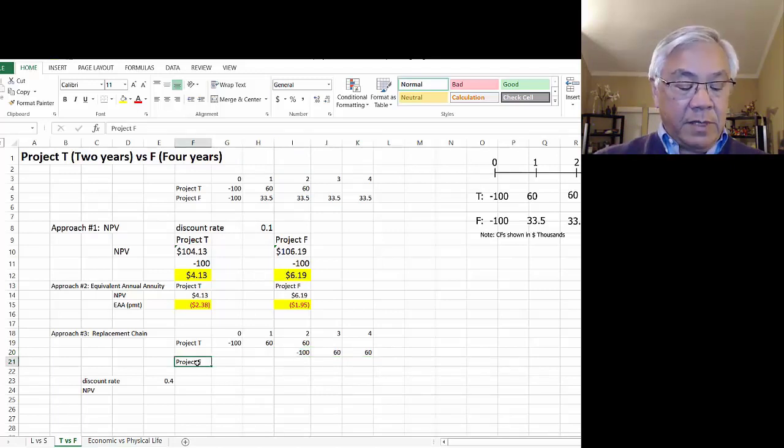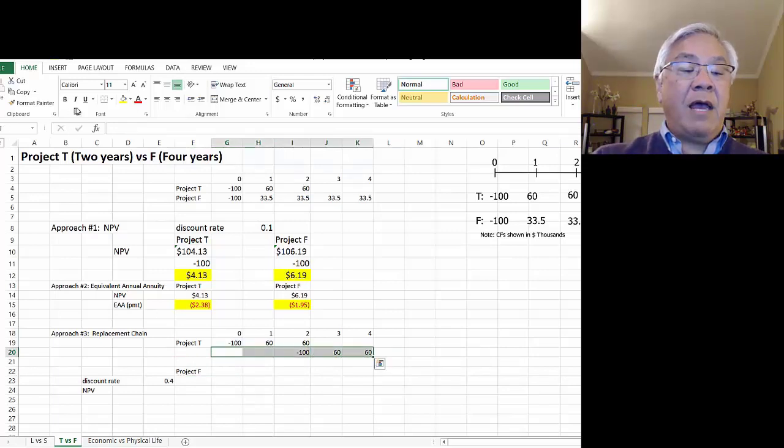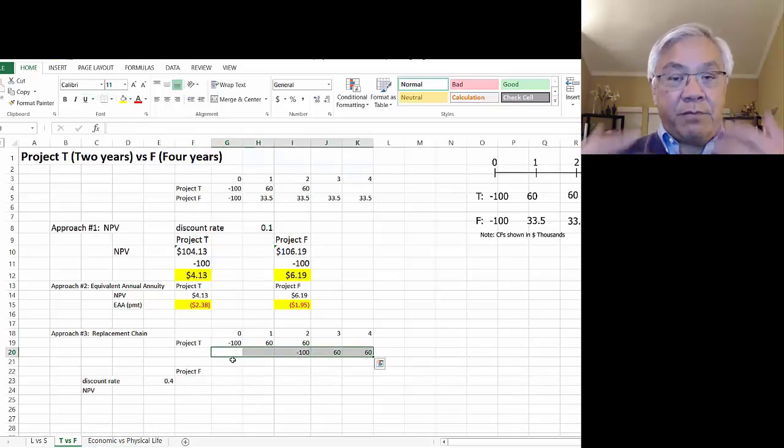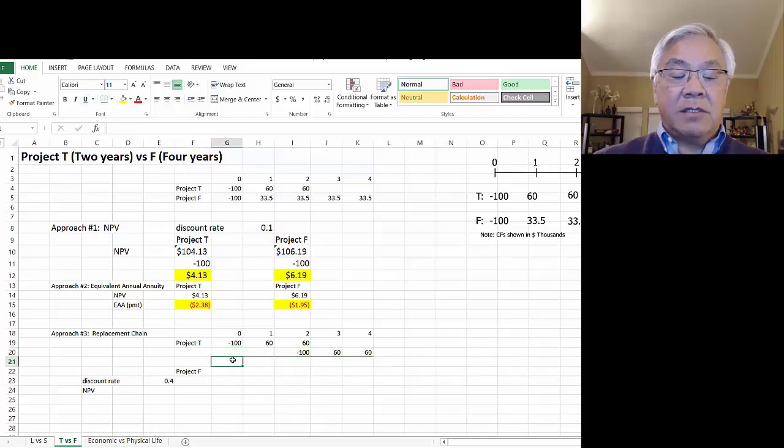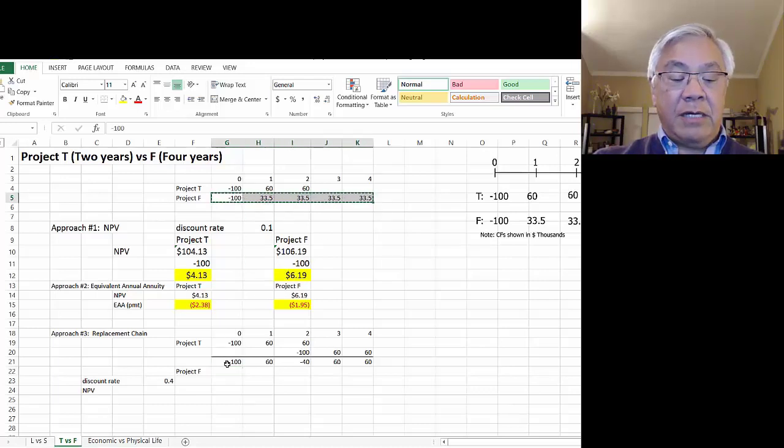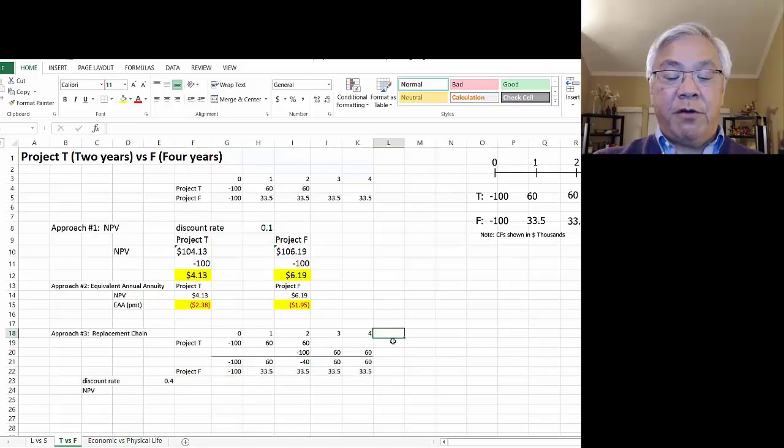Make a little room here. And so we now have not one project, but projects kind of linked together. So the total cash flows would be as follows. Now instead of having a 2-year project, we now have a 4-year project: -100, 60, net of -40, then 60, 60. Project F is unchanged. It's still a 4-year project. And notice that we now have apples to apples. We have one 4-year project compared to another 4-year project.